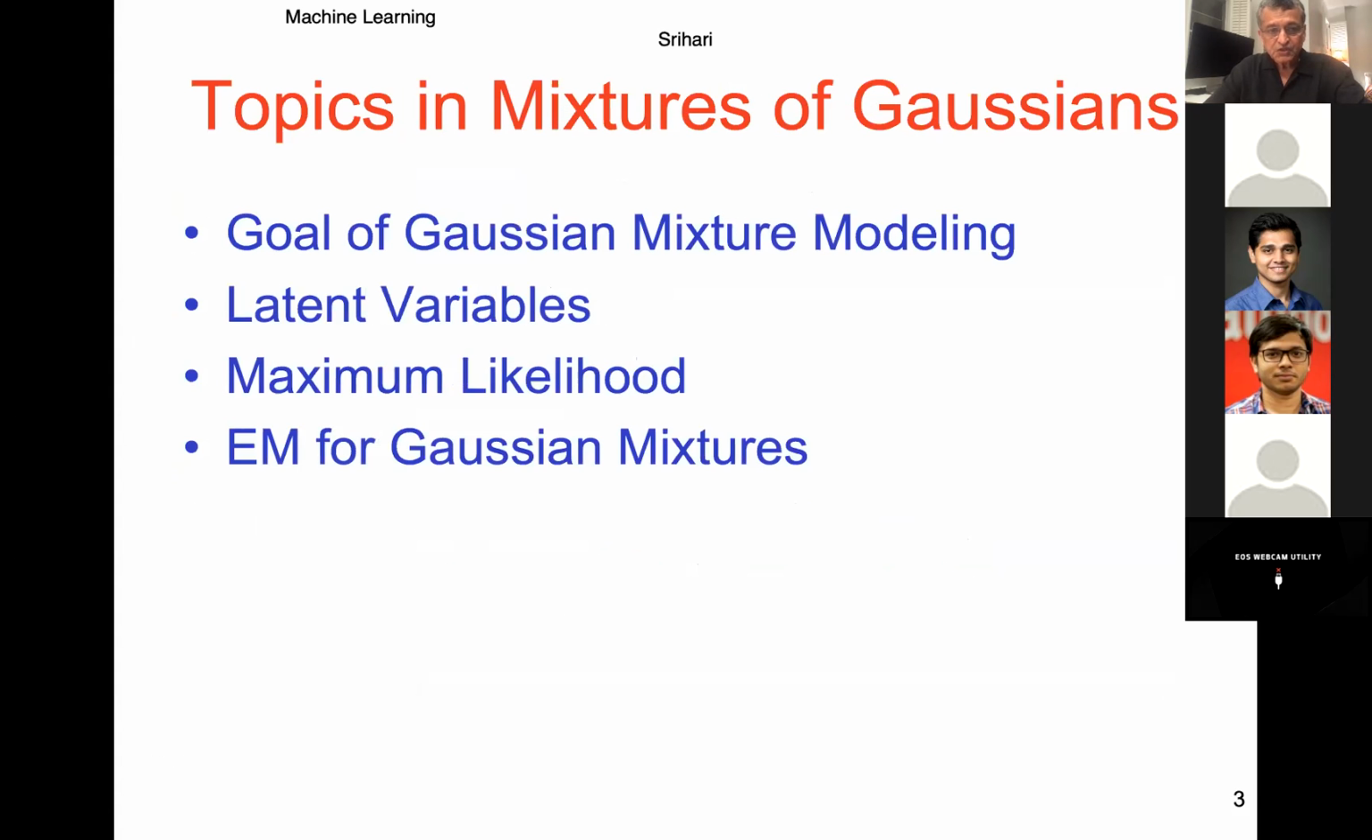All right, so what is the goal of mixture modeling? Latent variables and maximum likelihood and expectation maximization for Gaussian mixtures. Expectation maximization is a general technique that can be used whenever some data is missing; you can use that to make an estimate of it. We think of the clustering problem as some data is missing. Every data point has some data missing.